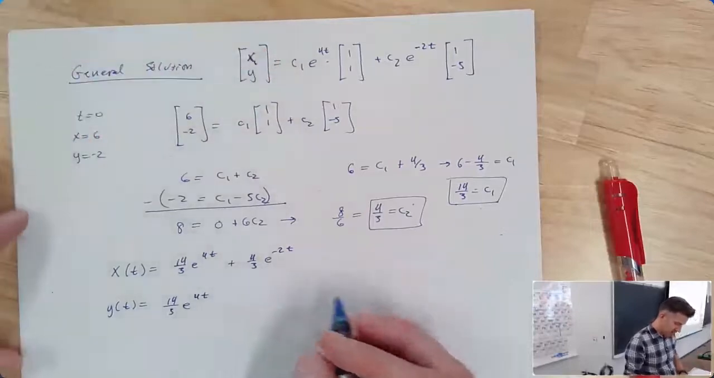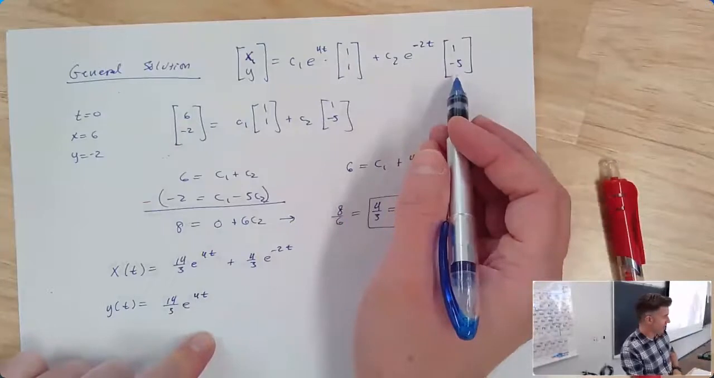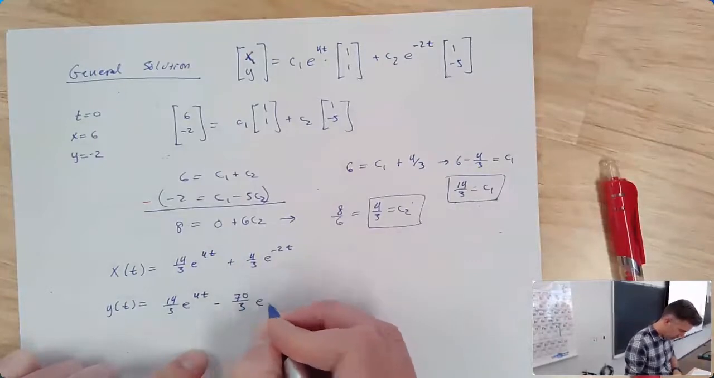Let's do it this way. So I know I'm going to plug in a 14/3 here and it's going to multiply by -5. So -5 times 14 is -70. So I'm going to have a minus 70/3 times e to the negative 2t.